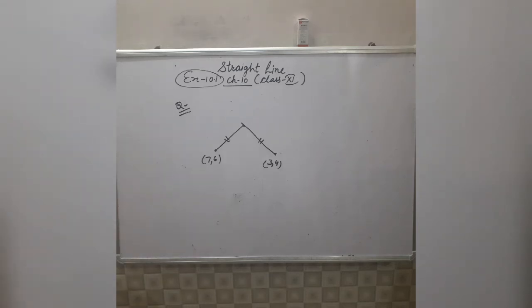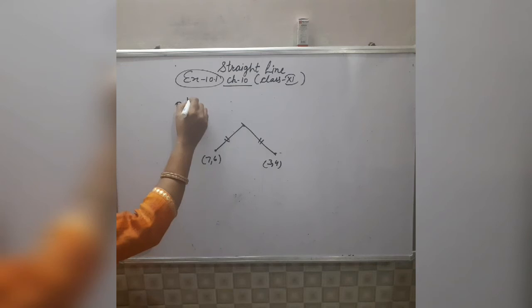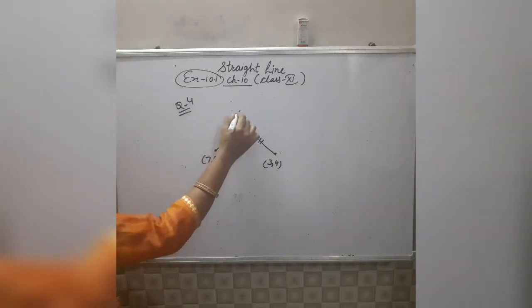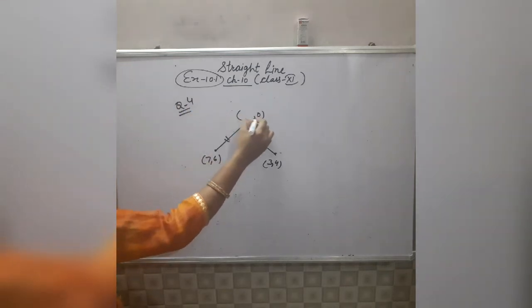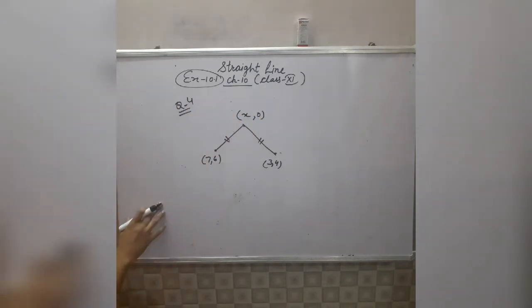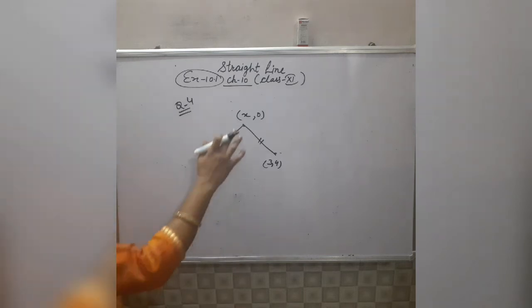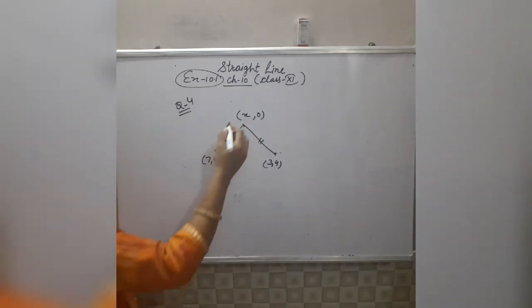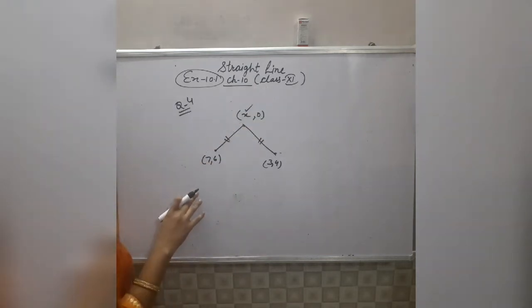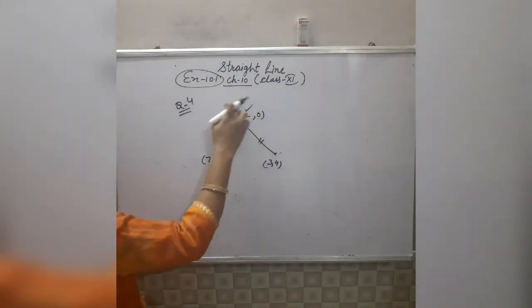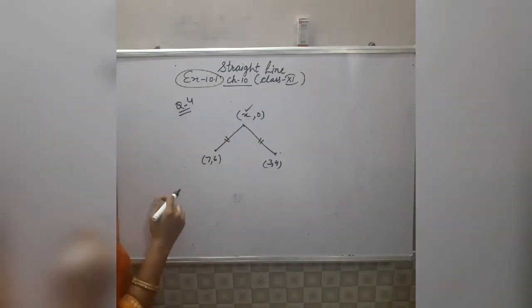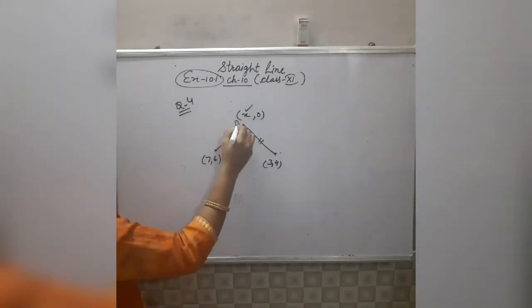If this point lies on the x-axis, all of you know that on the x-axis the value of y is 0. So let us suppose the coordinates of this point are (x, 0). We have to find only the value of x. After finding x, we can find the complete coordinates. So here also we will use the distance formula.